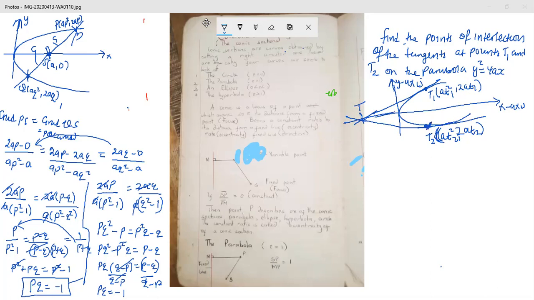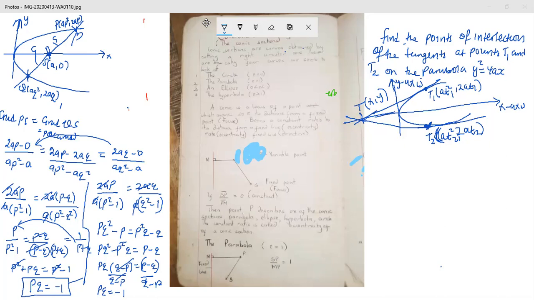So we have a question here, which says find the points of intersection of the tangents at the points capital T1 and capital T2 on the parabola y squared is 4ax. So these 2 points have varying points. Capital T1 has at1 squared, 2at1. Capital T2 has at2 squared, 2at2. So they're asking us for their points of intersection here, x and y.